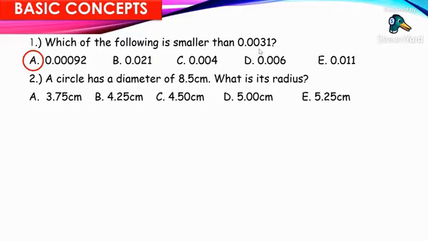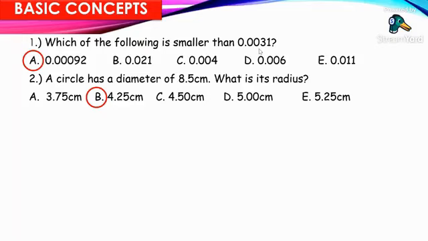Pag sinabi po nating radius, that is always half the diameter. Okay, so ibig sabihin kalahati. Kalahati ng diameter si radius. So if the diameter is 8.5, divide this by 2, kunin natin yung kalahati, the correct answer po is letter B, that is 4.25 centimeter. At saka lahat po kayo nakakuha ng tamang sagot. So congratulations. Let's have number 3.